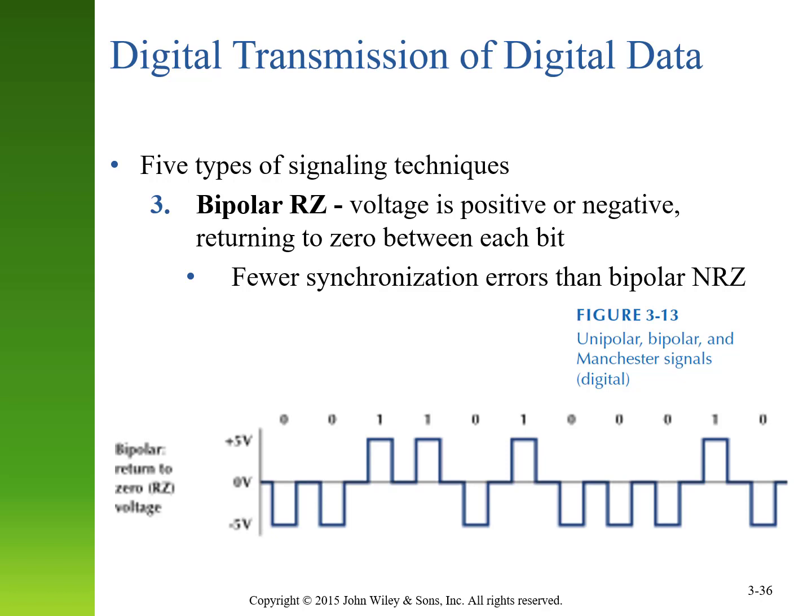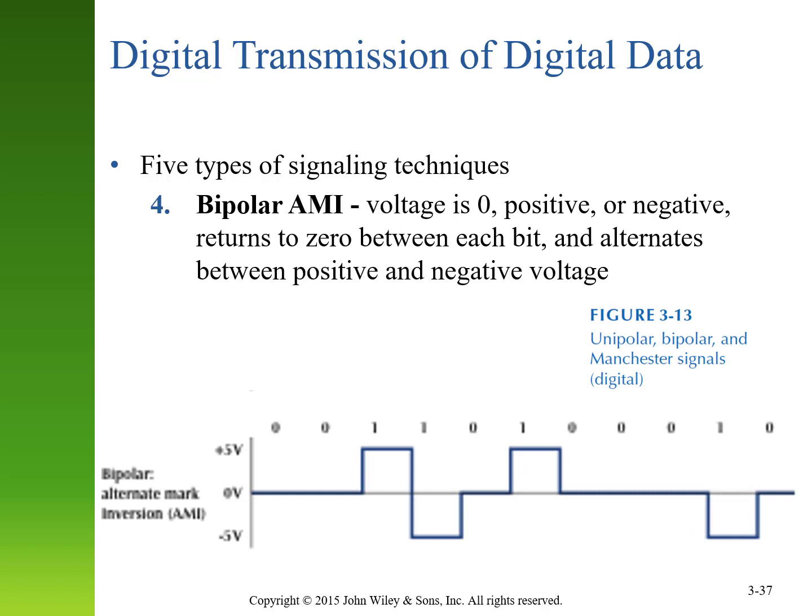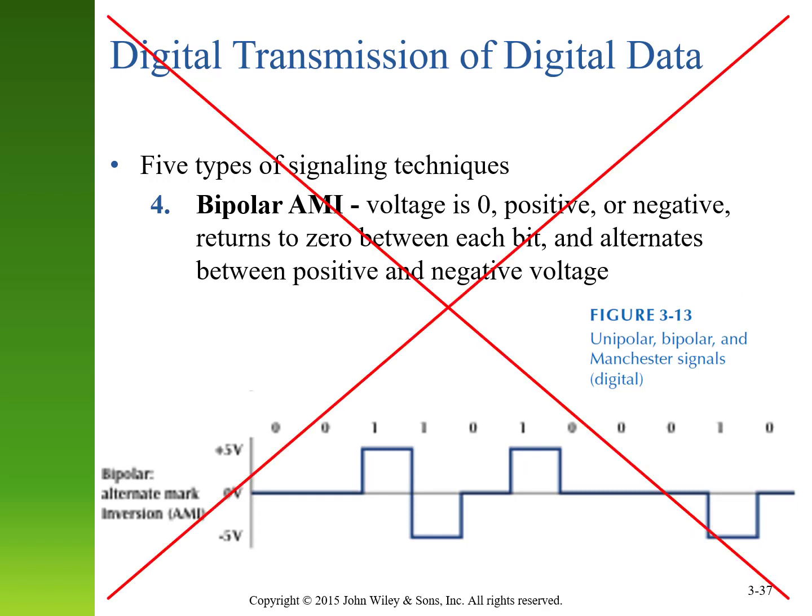Each 1 is sent using positive 5 volts, and then we return to 0 between each 1. So unlike the past picture where 3 zeros in a row was just a long stretch of minus 5 volts, in this case it's 3 short pulses of minus 5 volts to represent each of the zeros. This makes each of the individual signals much easier to differentiate. There is a fourth type of signaling called bipolar AMI. I'm not going to talk about this, and you are not responsible for knowing it.